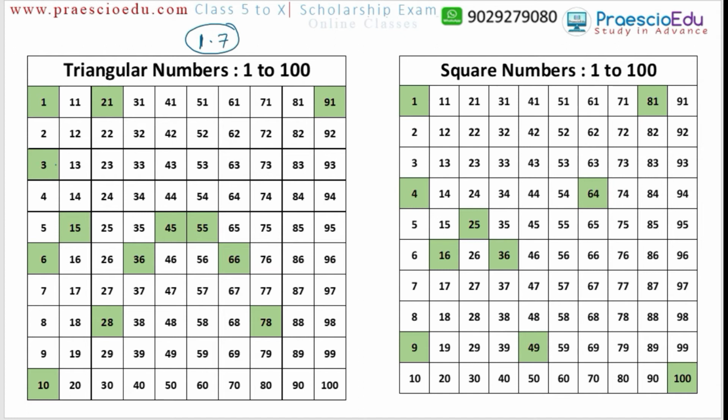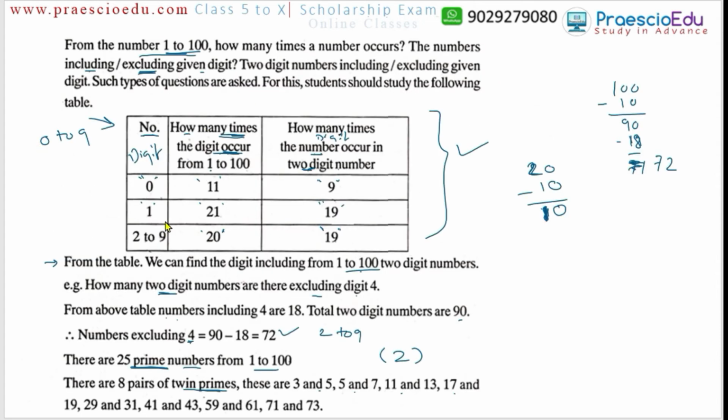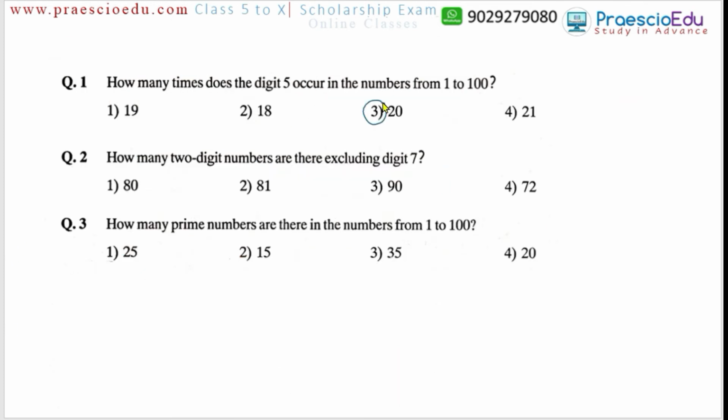Okay, so we will go through some examples and try to understand the concepts behind these subunits. Question number 1: how many times does the digit 5 occur in the numbers from 1 to 100? Previously we have already seen the counting, these are the digits. How many times from 1 to 100? It comes 20 times. So here the answer is 20 times.